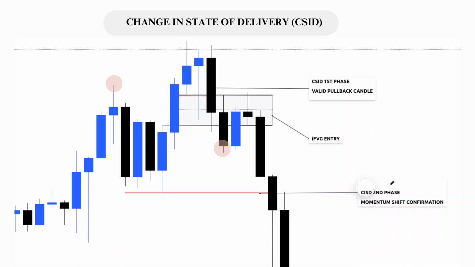So this is the second phase of momentum shift confirmation. Like I said, price came down. We need to wait for a valid pullback that will close below the last valid candle, whether bearish or bullish. When it closes, another confirmation will be for price to come and take our last recent swing point, which can be a swing low or a swing high, depending on the direction of the trend.